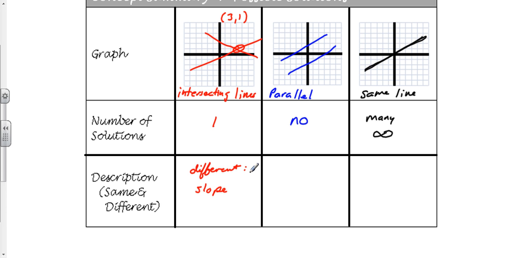For parallel lines, they have the same slope but different y-intercepts. If they have the same slope and the same y-intercept, that would be the last case here. They would look exactly the same. So they have to have different y-intercepts to be parallel. So again, for the same line, they have same slope and same y-intercept.